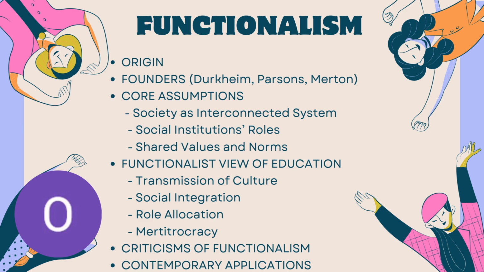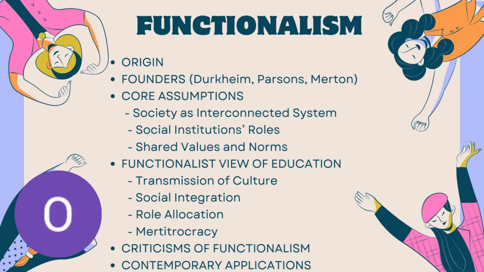Another founder is Talcott Parsons. He's an American sociologist who developed a comprehensive functionalist theory of society known as structural functionalism. He argued that social systems are organized around four basic functions: adaptation, goal attainment, integration, and latency. He emphasized the importance of shared values and norms in maintaining social order and stability, which he called the central value system. He analyzed the role of socialization, particularly through the family and education, in transmitting shared values and norms across generations. Last but not the least is Robert Merton.